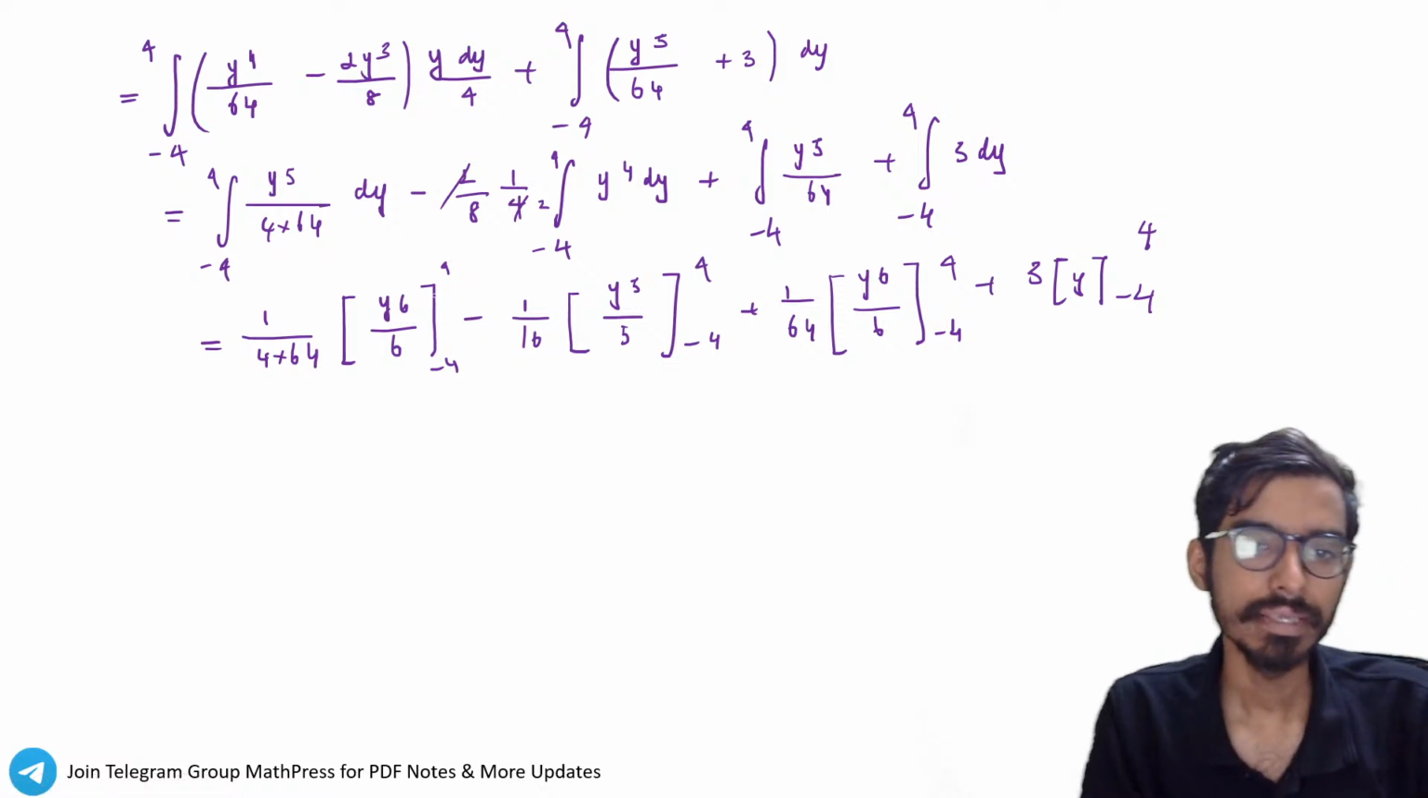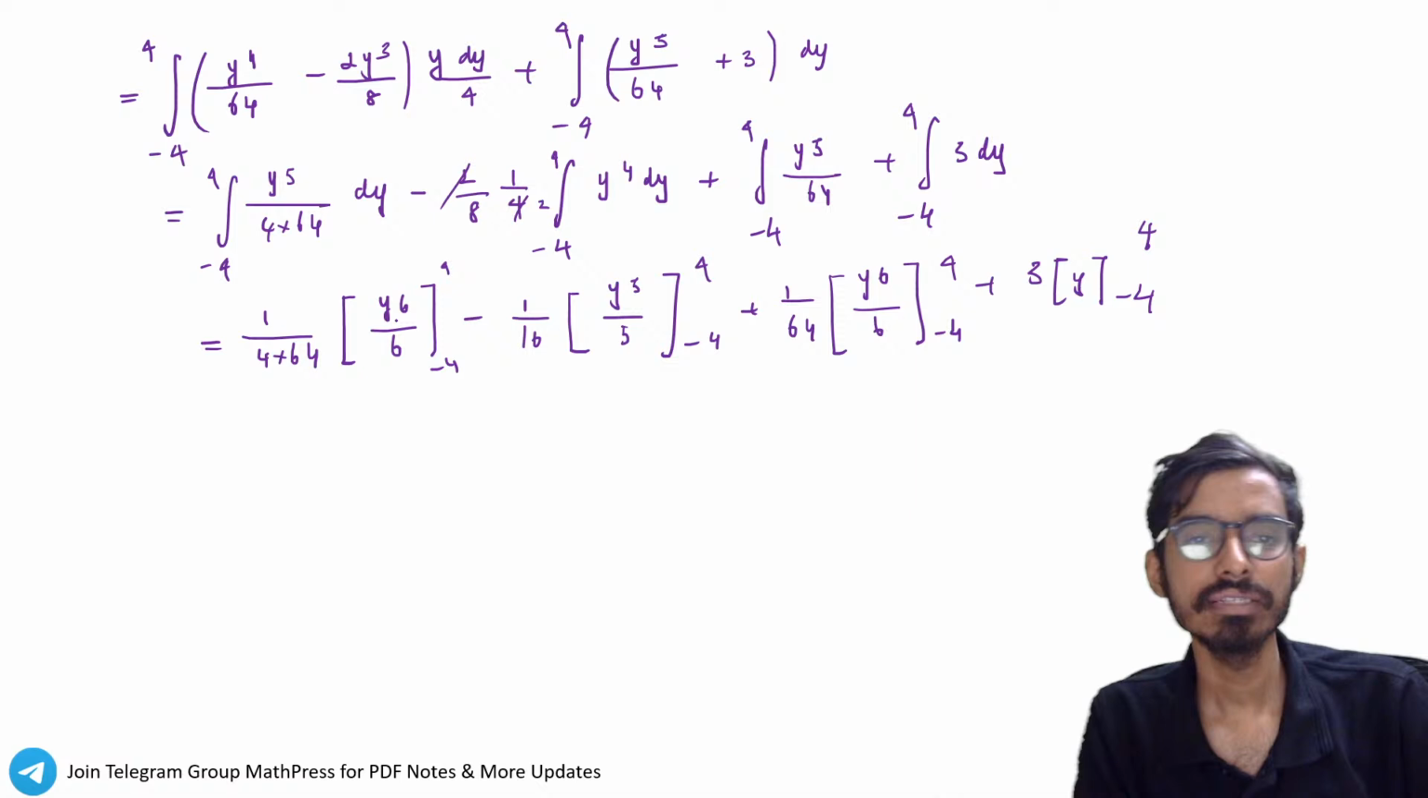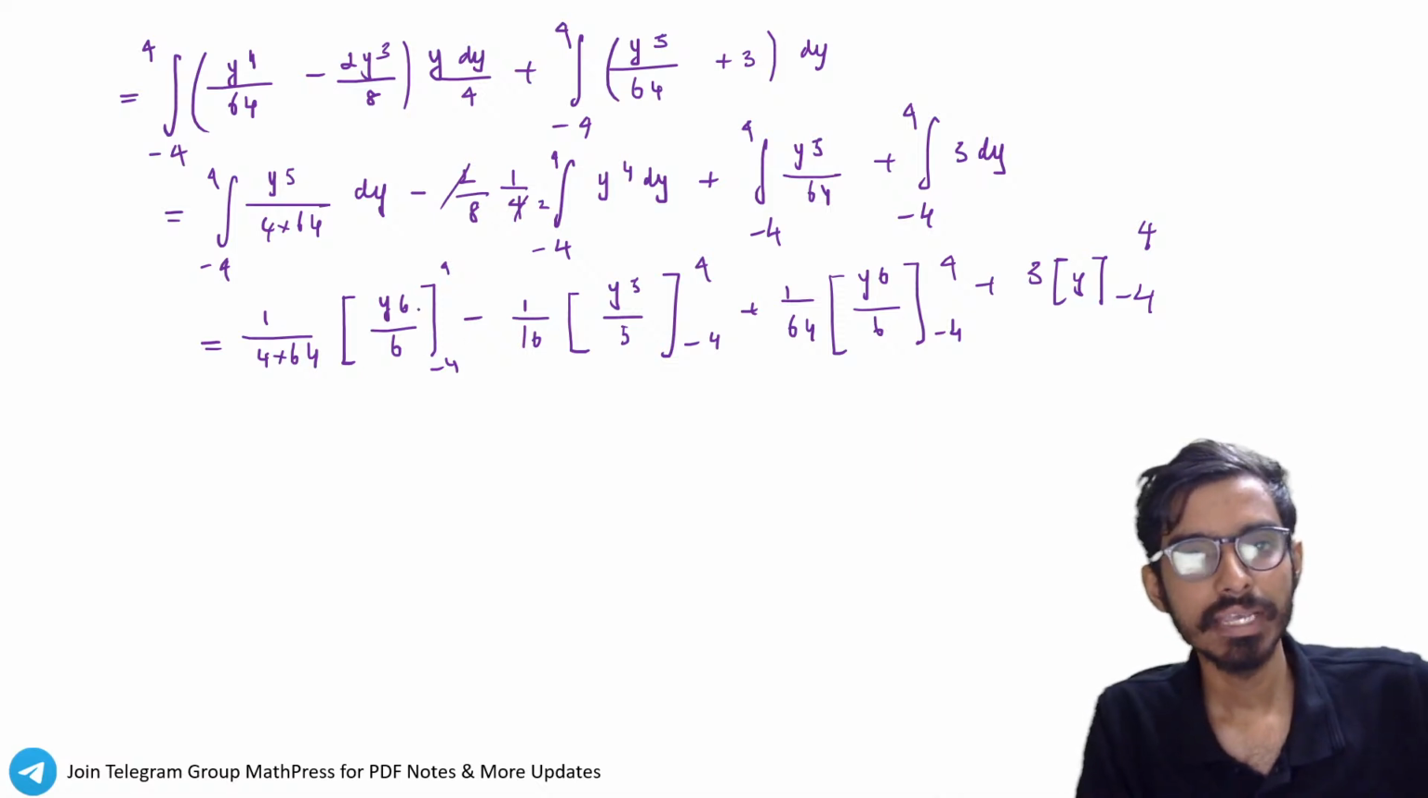See, this will be 0, right? Because 4 power 6 minus 4 power 6. This is an even function. So this is an odd function here, and this interval will be 0.